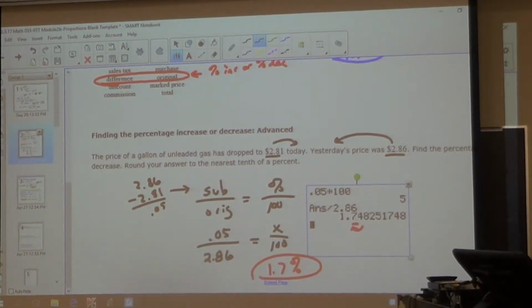1.7%. So it doesn't matter if it's an increase or decrease, you're going to do the same steps. Cool? So no matter what, it's the same over. So whether it's an increase or decrease, you're going to subtract the two and do the one that happened yesterday. That's the original.